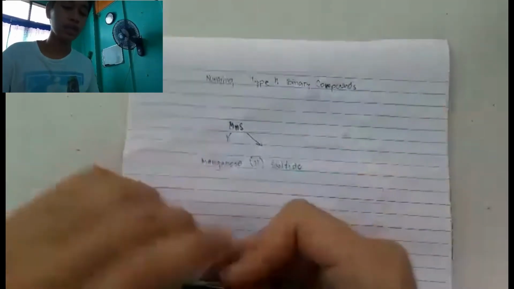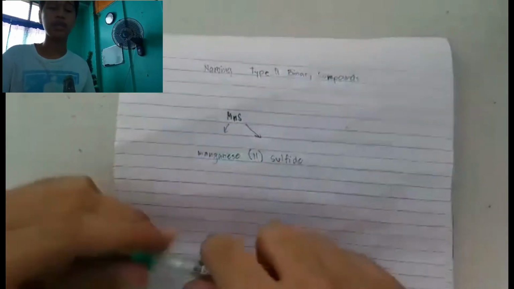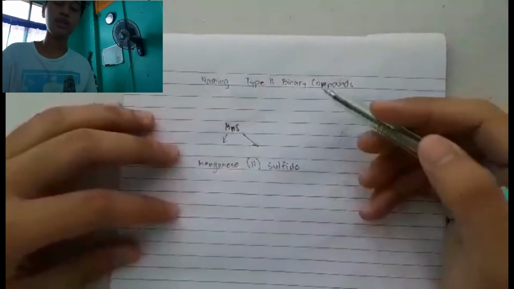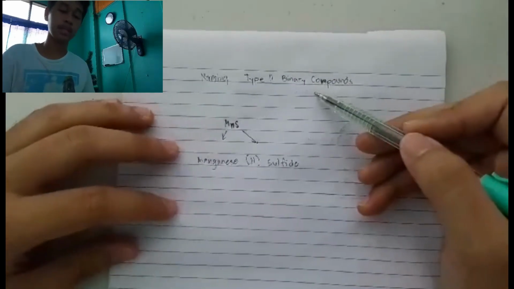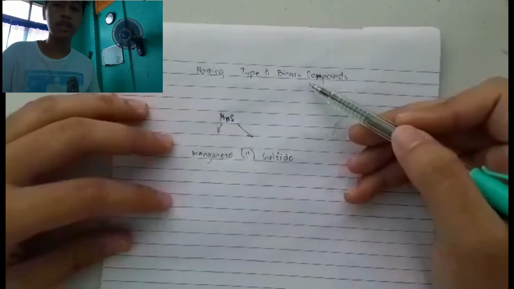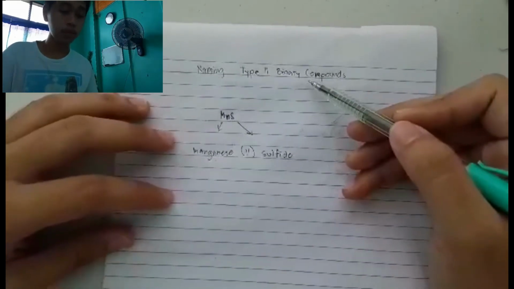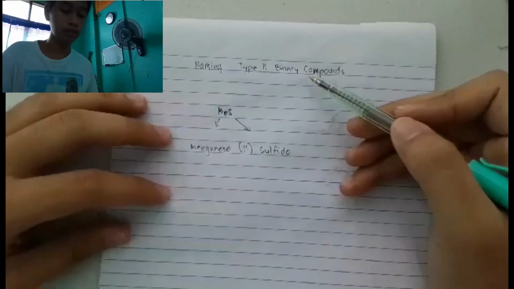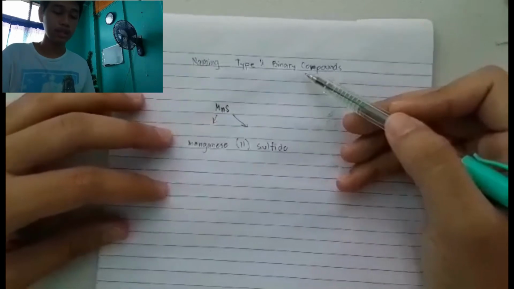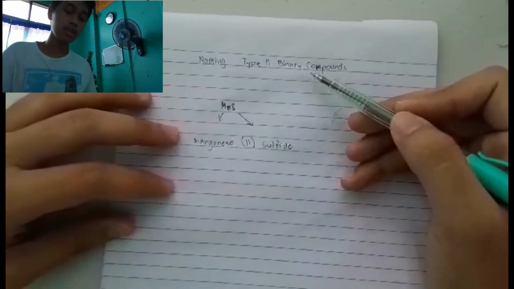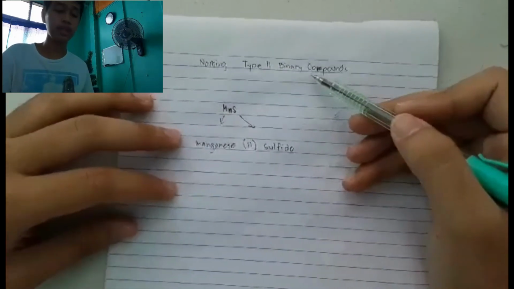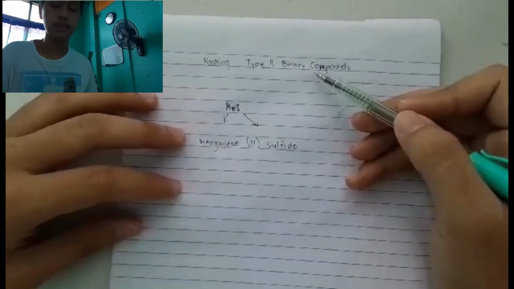Good day everyone, I'm here to discuss the topic about naming type 2 binary ionic compounds. As we all know, it is a compound in which a metal that can form more than one type of cation is bonded to a nonmetal. For naming type 2 binary ionic compounds, name the metal first, followed by a Roman numeral in parentheses to indicate the charge of the cation. Then, it is followed by the nonmetal with an -ide suffix.